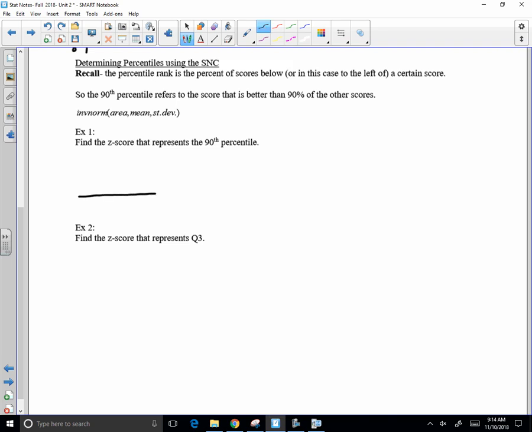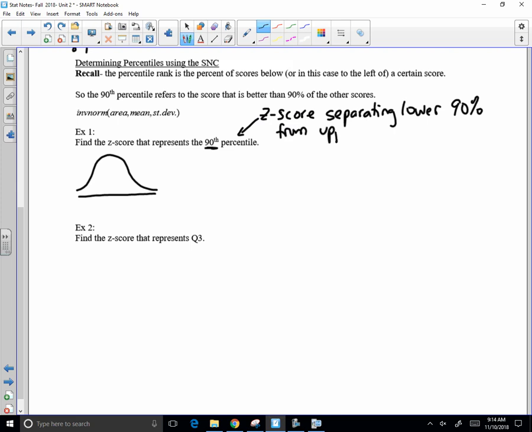So if you have a normal curve, or something that is reasonably assumed to be normal, that covers 90%, the 90th percentile would be the z-score, and it's kind of alluded to above, but I wanted to state it explicitly. It's the z-score separating the lower 90% from the upper 10%.